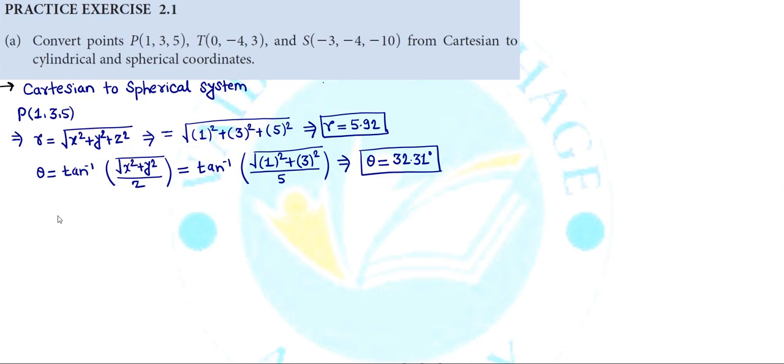And then next, we have the phi. Phi is again tan inverse, but that is of y by x. So tan inverse of y, and we have y to be 3 and x to be 1. If you simplify that again, you will find that phi is equal to 71.56.